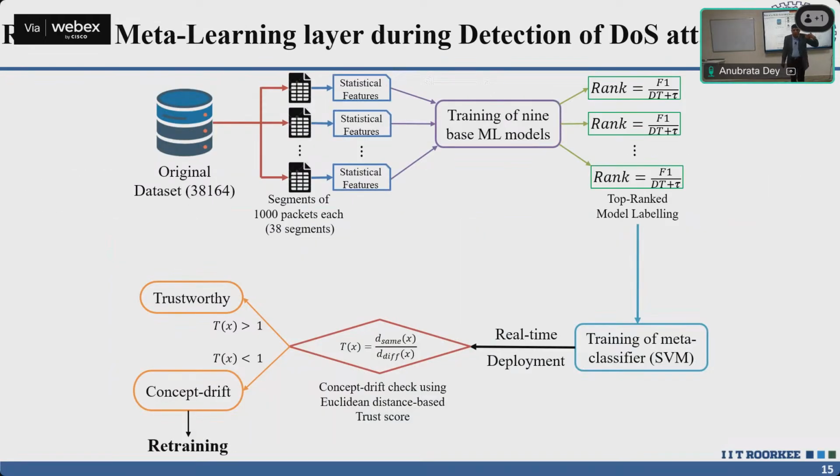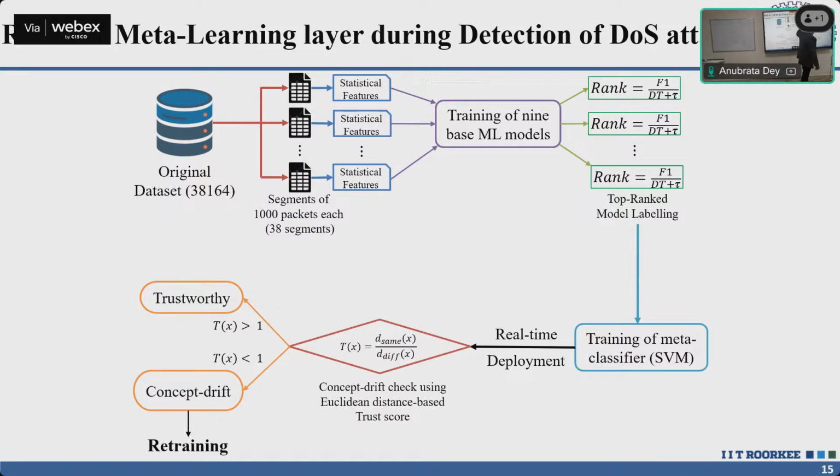So the higher the detection time, the lower your rank. Better the F1 score, better the rank. This is how it works. That's why the F1 score is in the numerator and the detection time is in the denominator. And some parameter tau we have added just to avoid the divide by zero error, because otherwise sometimes you may end up with a divide by zero error.